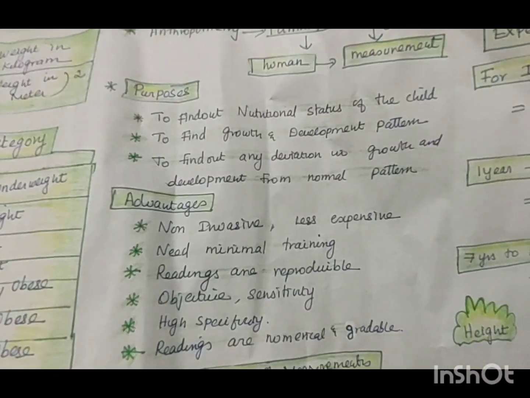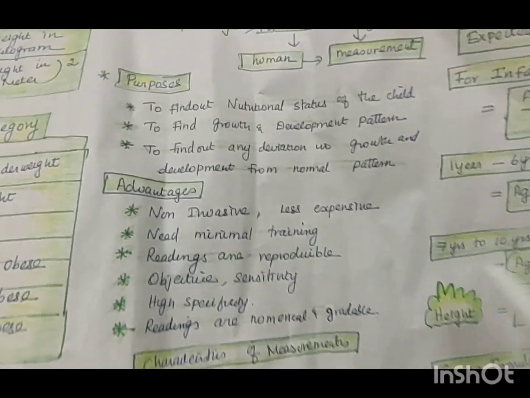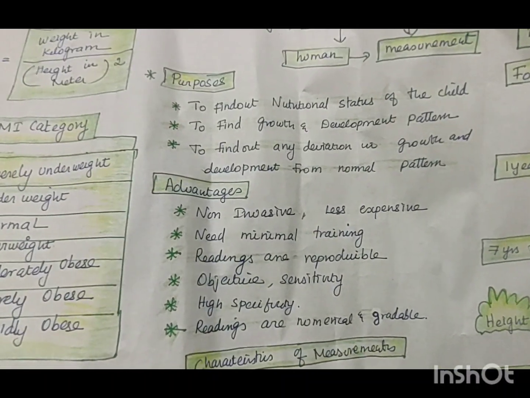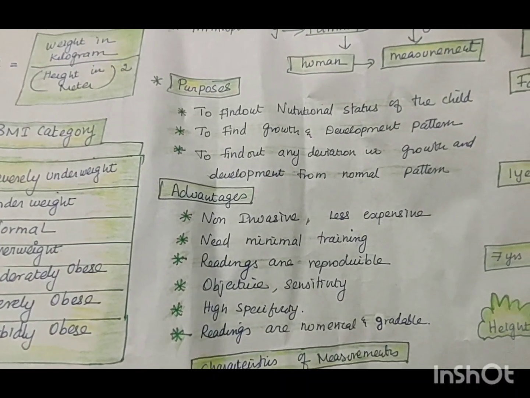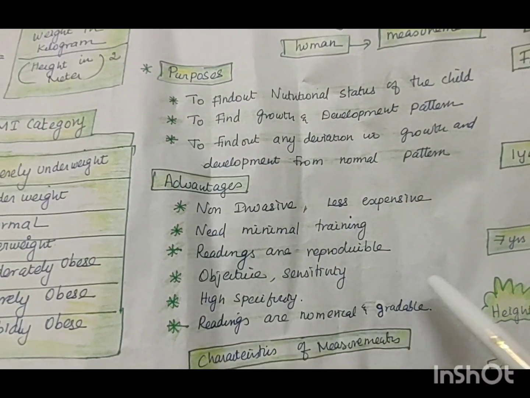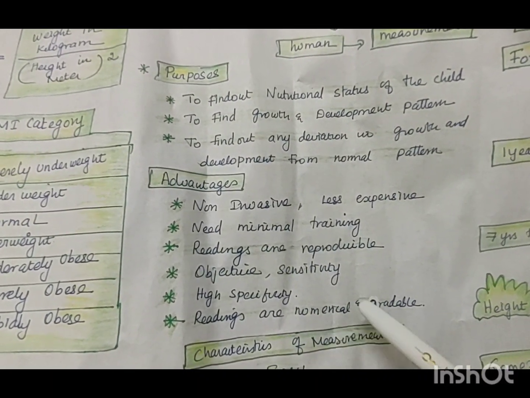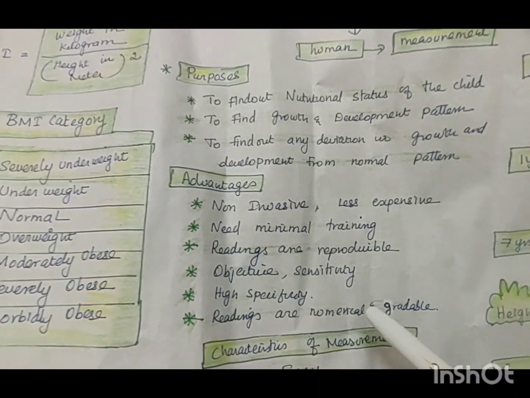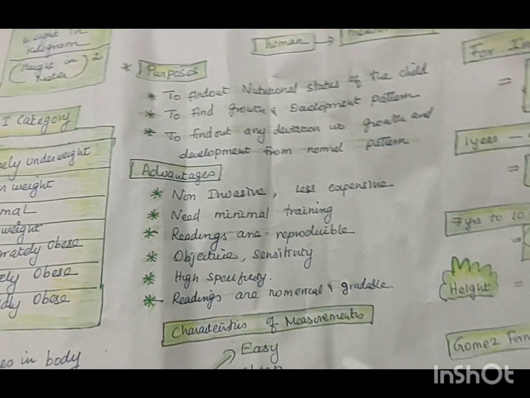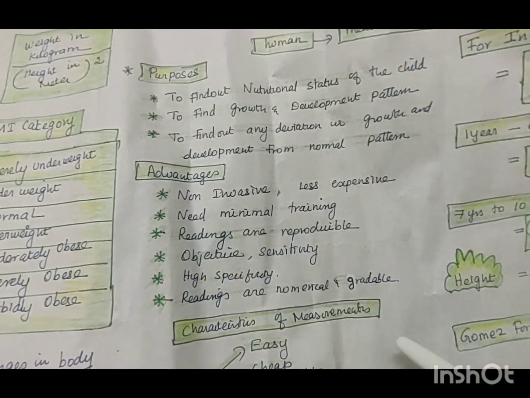The main advantages of anthropometric measurement: it is non-invasive, very less expensive, minimal things are needed, less training is needed, and the reading is reproducible. Again, you can read and show them. Its objectivity is there, sensitivity is there. Any test, any diagnosis should be objective and sensitive, and high specificity is there. Readings are numerical and gradable.